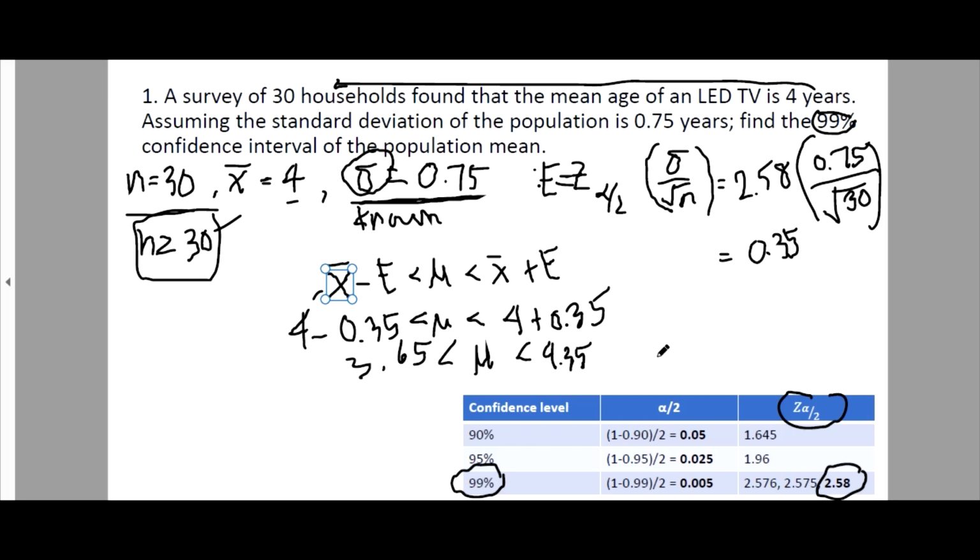This is now the 99% confidence interval of the population mean. Thus, one can be 99% confident that the mean age of an LED TV is between 3.65 and 4.35 based on 30 LED TVs.